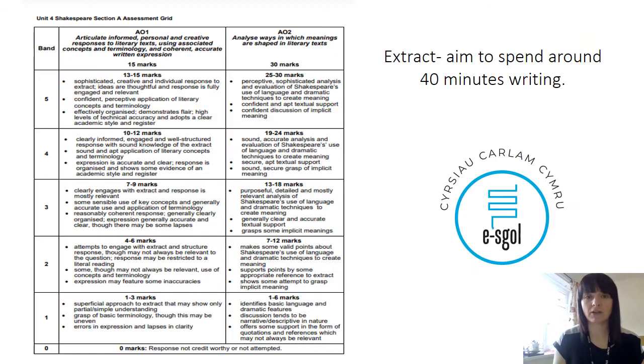Here we've got the mark schemes. For the extract, 40 minutes, possibly 45 at a push. Try to limit the extract question to 40 minutes because it allows you an hour and 20 for your essay, and within that you get a little bit of time to plan and get your ideas together.